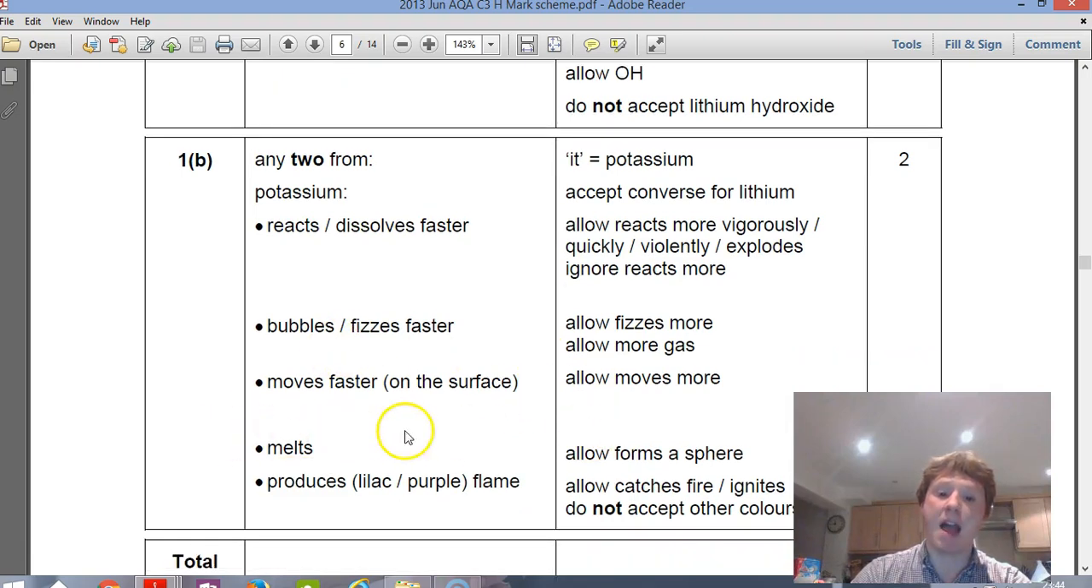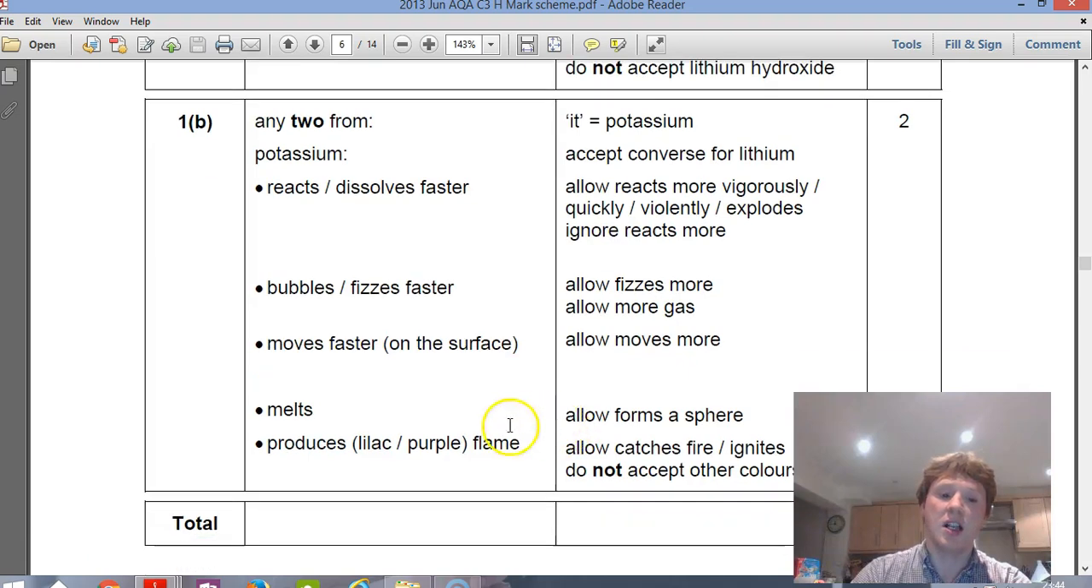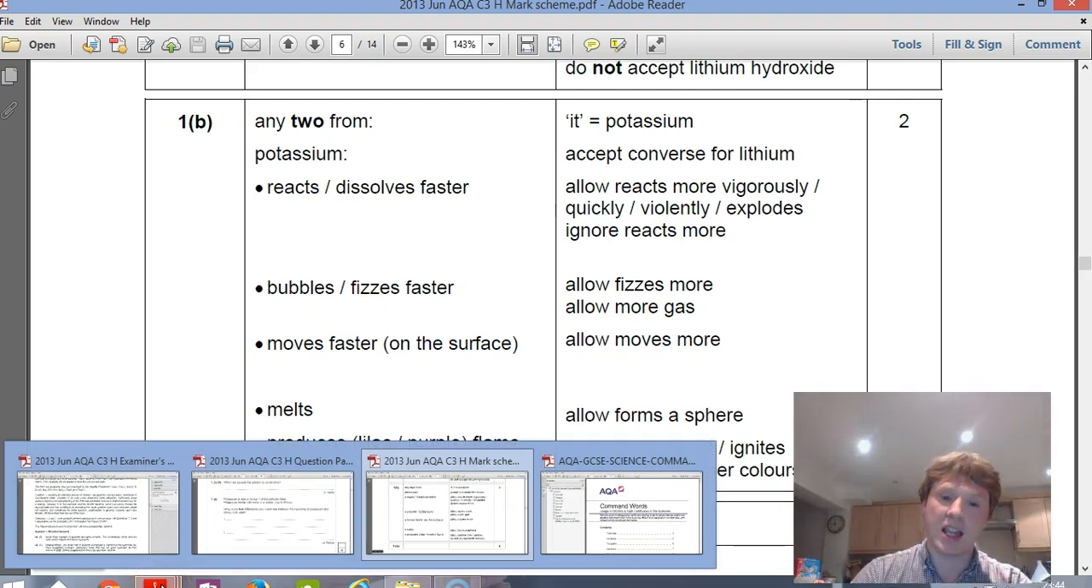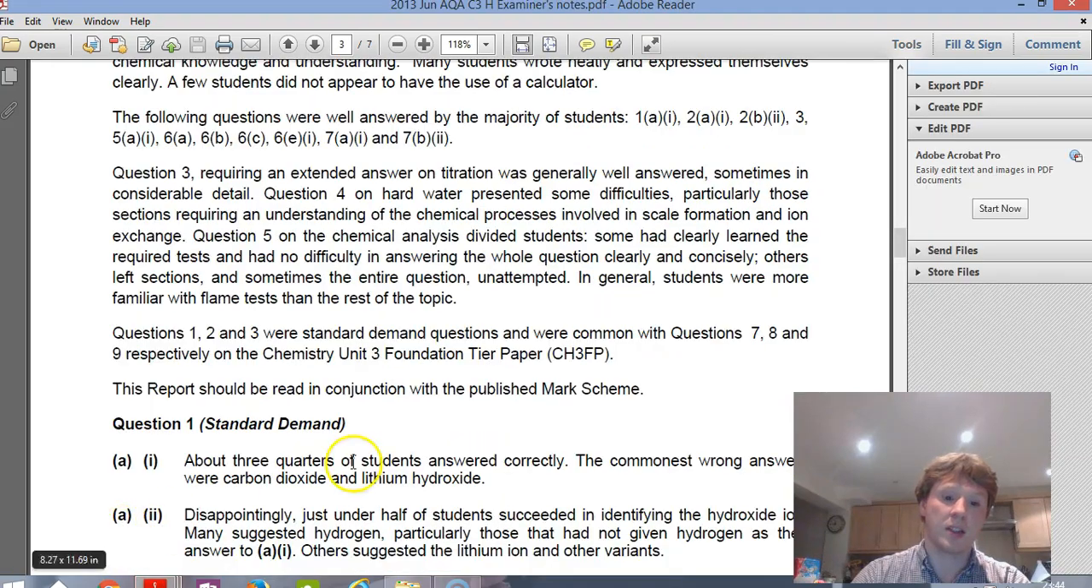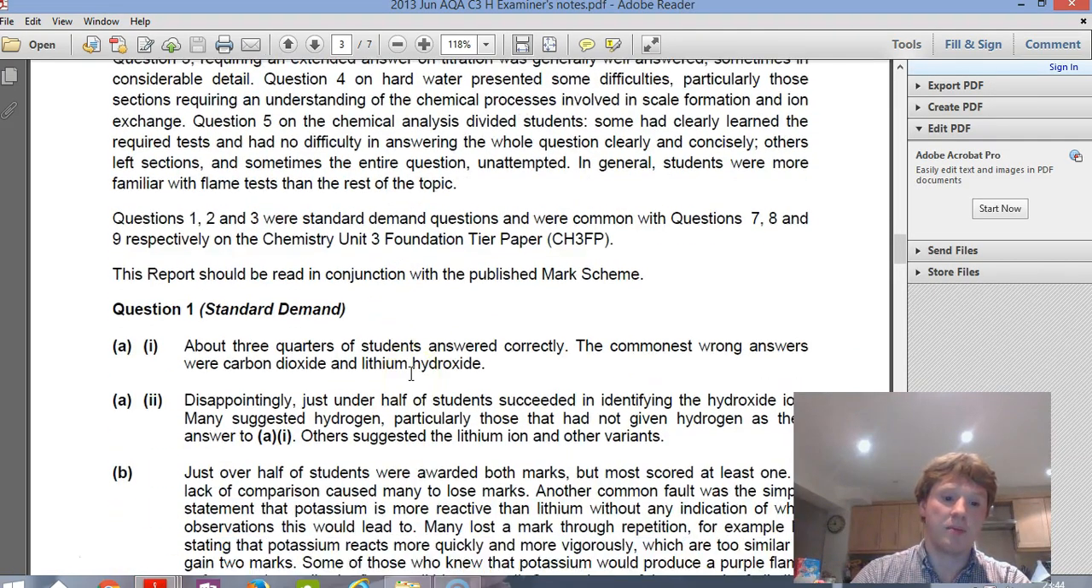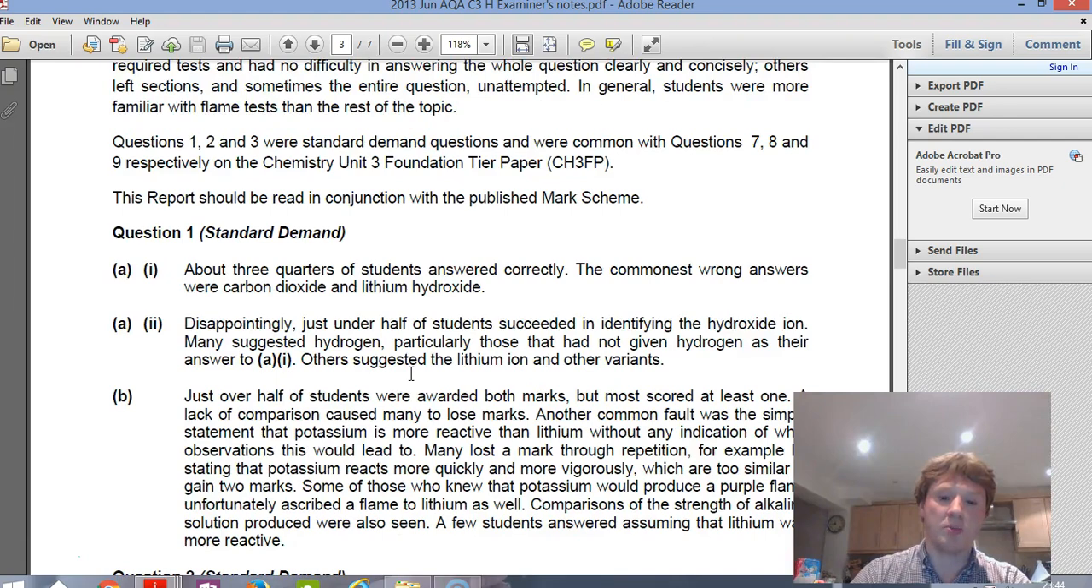That's true. It melts and forms a sphere. Produces a lilac or purple flame. So that means, when you do the flame tests, you need to know that potassium produces a lilac flame. Sodium would produce a yellow flame. There we go. For part b, half the students were awarded both marks, but most scored at least 1.